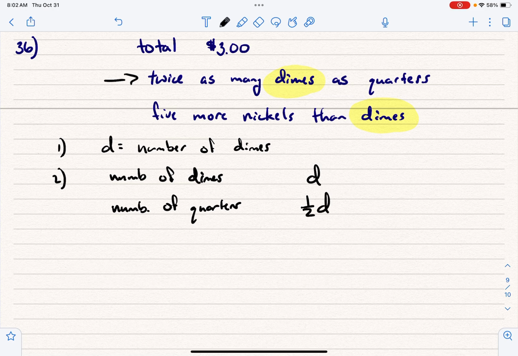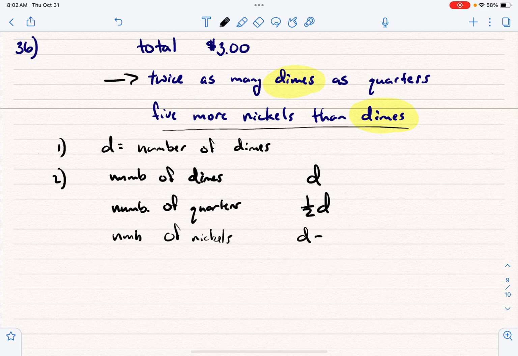And then it says there are 5 more nickels than dimes. So think about that. If I had 10 dimes, how many nickels do I have? 5 more nickels than I do dimes. So that's going to be D plus 5. So the number of nickels is D plus 5. Awesome. Okay, here we go. And then we know that the total is $3. Fantastic.